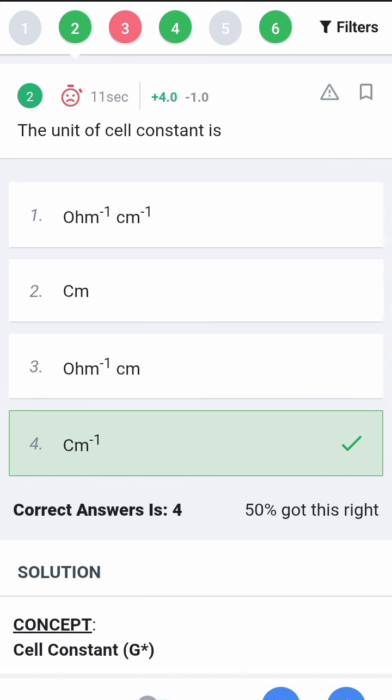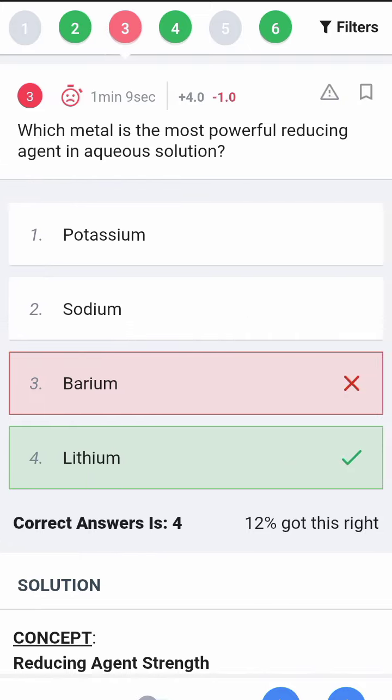Second question, the unit of cell constant is length inverse, that means centimeter inverse, meter inverse. Okay. Third question, which metal is the most powerful reducing agent in aqueous solution? According to the standard electrode potential in electrochemistry, lithium, having the lowest value, is the most powerful reducing agent in aqueous solution. So lithium is the answer.